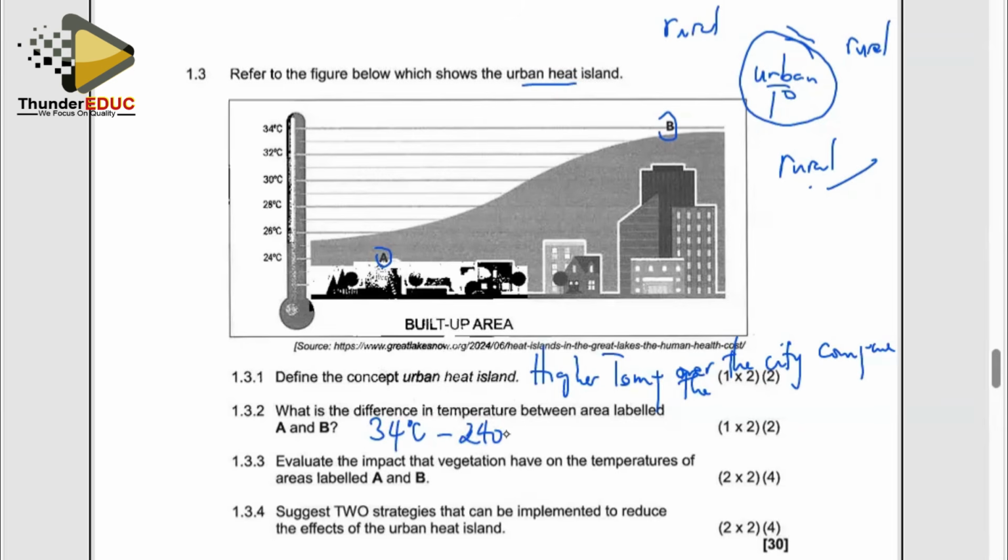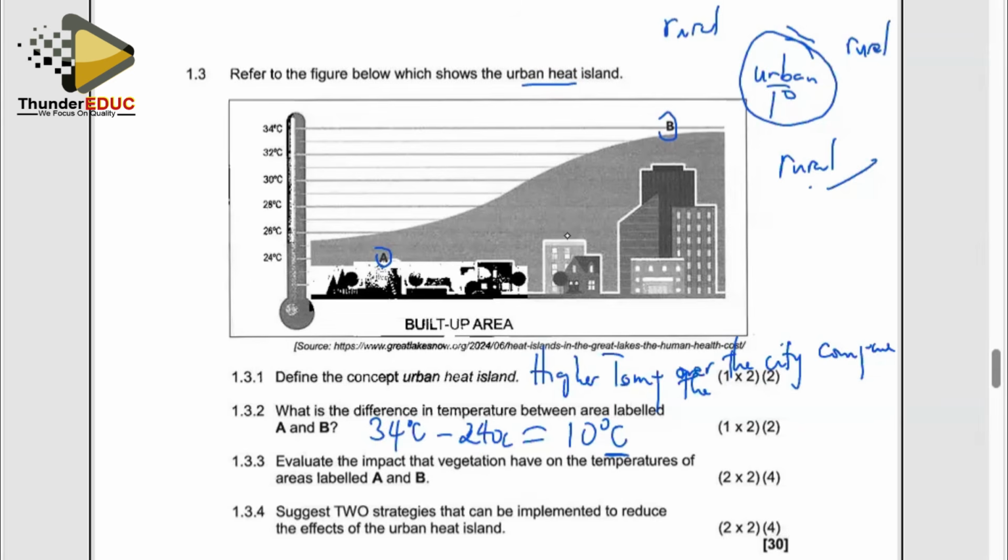24 degrees Celsius. So what is the difference there? 34 minus 24 degrees, which give us 10 degrees Celsius. It's most important to put your units of measurement. We cannot just ignore the units of measurements. Our temperature, remember, we measure it in degrees Celsius. So you must also incorporate the unit of measurement of the variable in question. Right, that takes us to the next question.